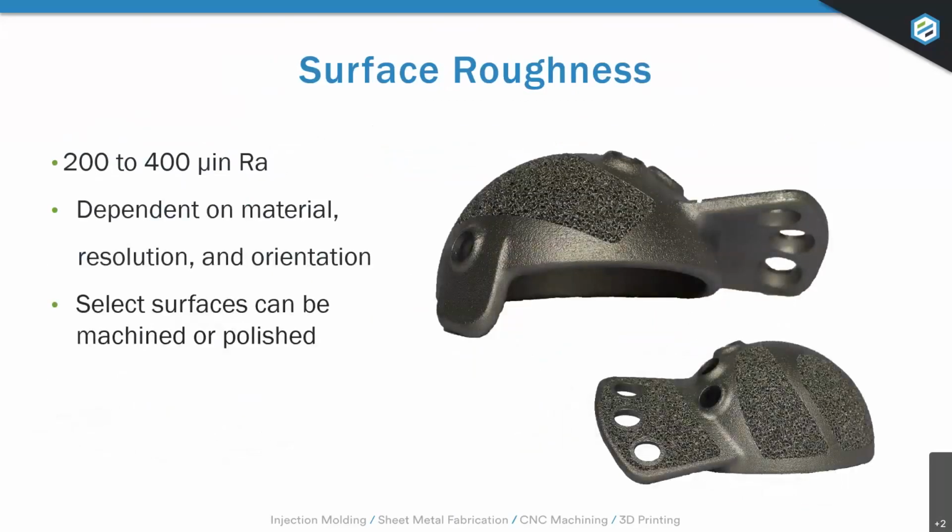The surface roughness of DMLS parts ranges from 200 to 400 microinches RA, and it is dependent upon the material, resolution, and orientation. Select surfaces can be machined or polished if a smoother surface finish is needed.